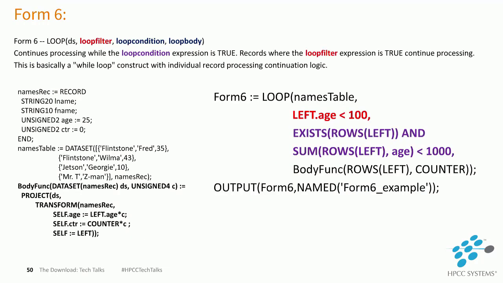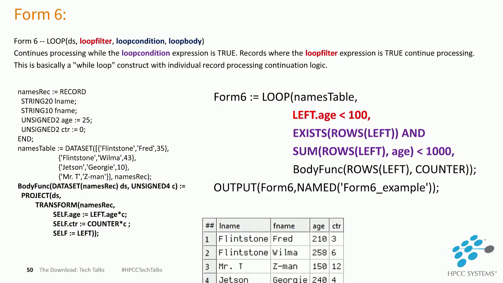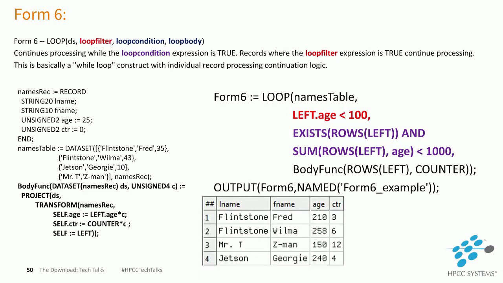All right, form number 6, now we're taking loop filter and loop condition with the loop body. So the loop filter, again, now is going to be selectively only processing records that match that left dot age is less than 100. The condition in purple here is the condition that will break the loop, and there's our result there. And then once again, because they're calling the body func, the first 3 records finished after the 3rd iteration, and Georgie Jetson finished on the 4th iteration of the loop.